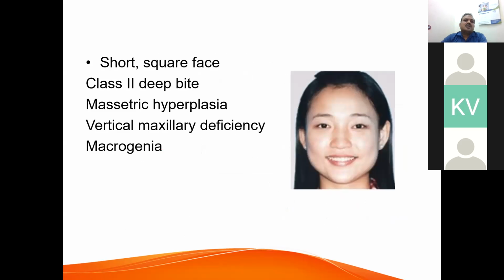Different types of faces you'll encounter. So the short and square face. Some individuals will have a short and square face. Most likely they can have a class 2 deep bite. Likely that they can have a mesentric hyperplasia. They can have, not necessarily in all individuals, but likely presence when you have a short and square face, vertical maxillary deficiencies and macrogenia.